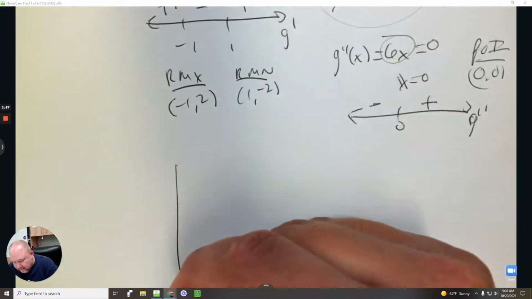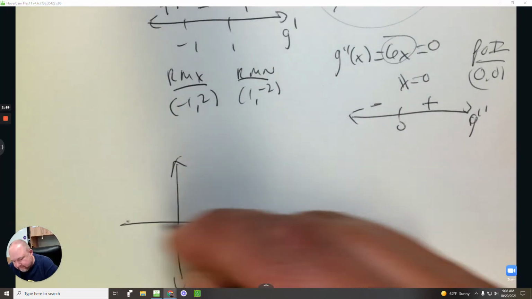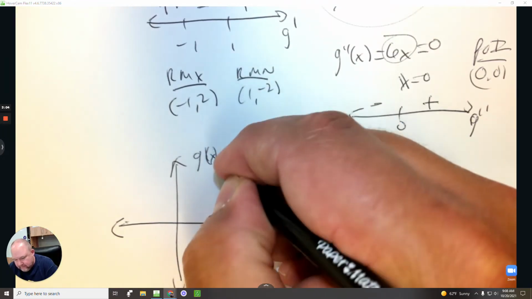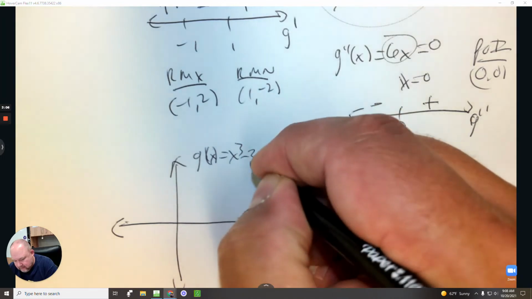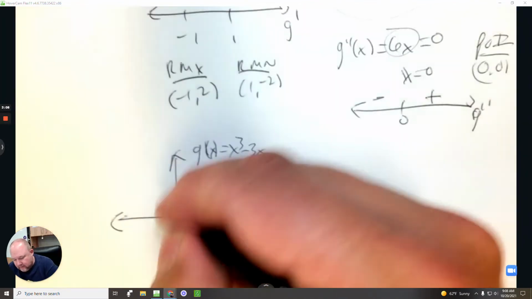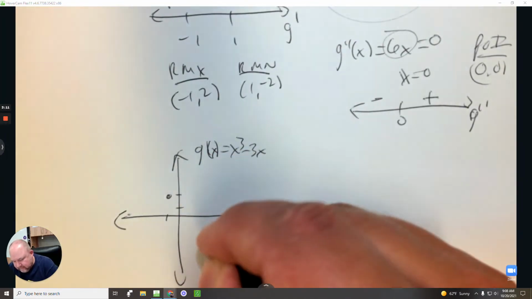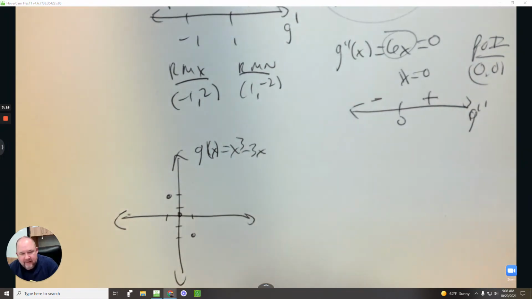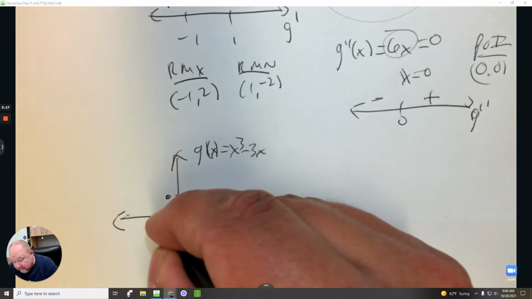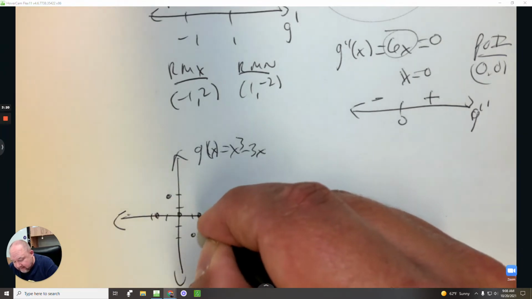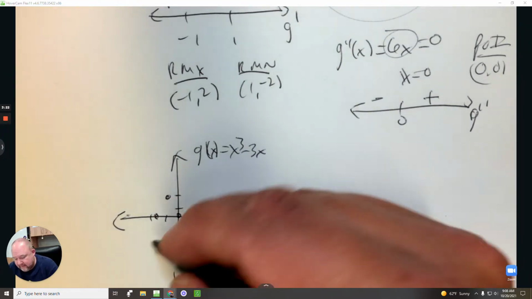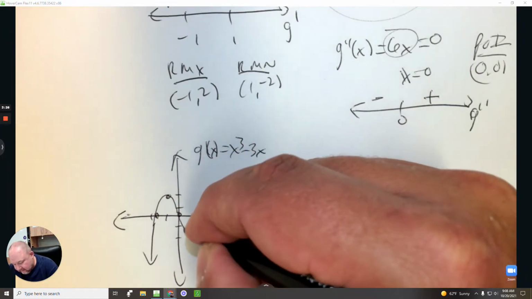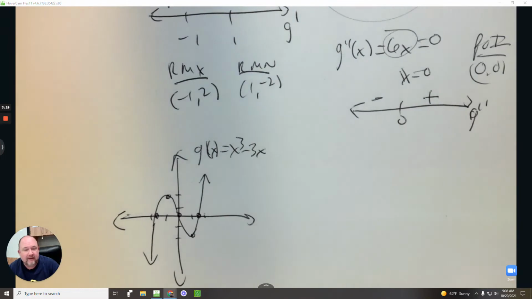So here, I'm going to first graph g of x without the bars. And so at negative 1 and 2, at positive 1 and negative 2, we have the max and min, and at 0, 0 a point of inflection. We also have intercepts that are right here and here. That's negative root 3 and positive root 3. And then you can connect and understand. So it's concave down, and then it's concave up. Goes up to the right and down to the left.